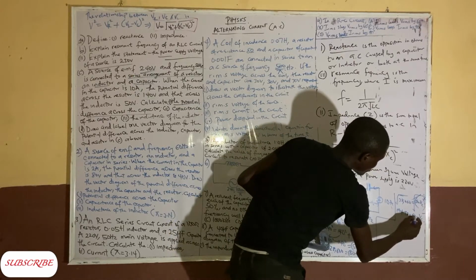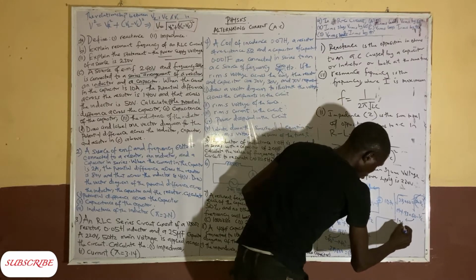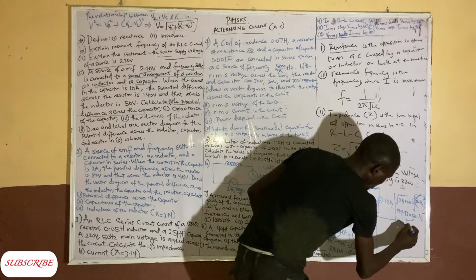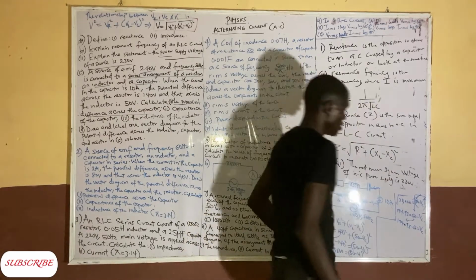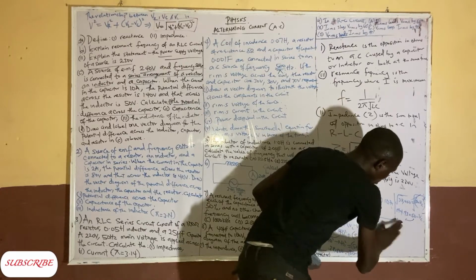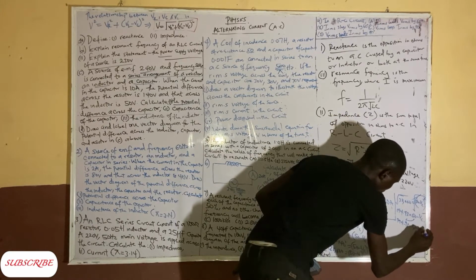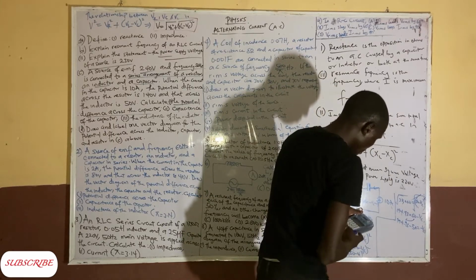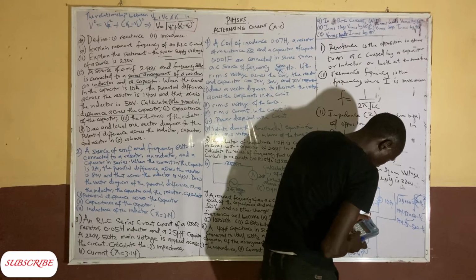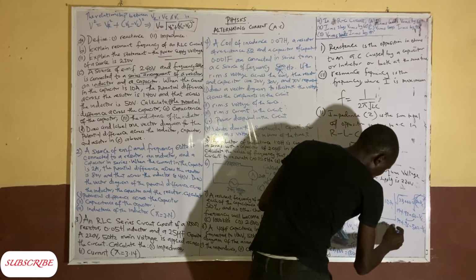So now this is VC. Take this 50 to the other side, so this will be 194.93 minus 50 equals minus VC. It's giving 144.93 equals minus VC.